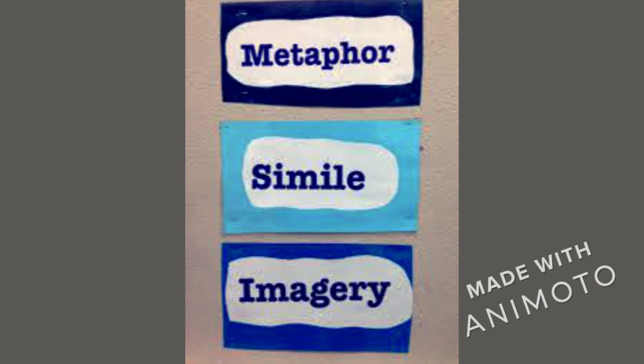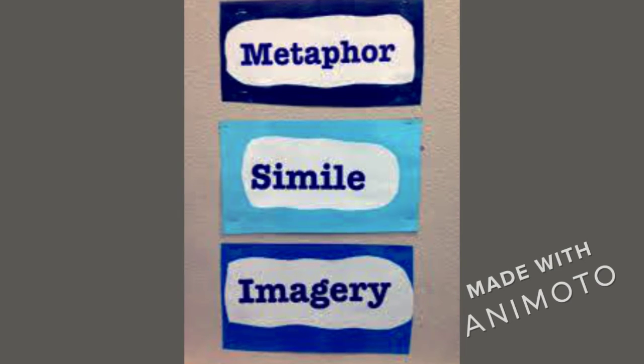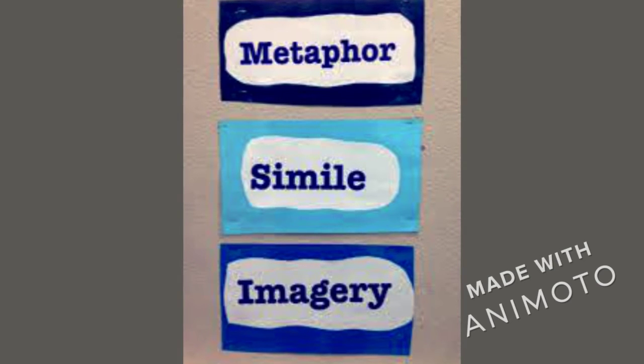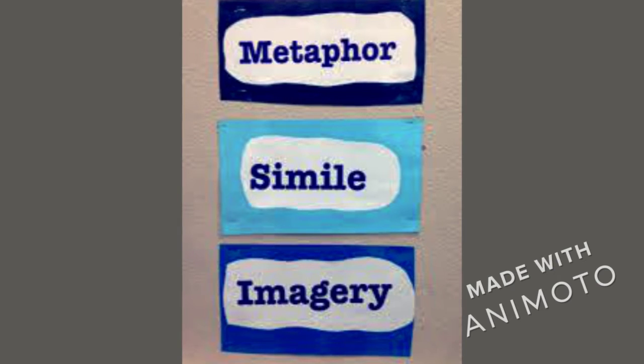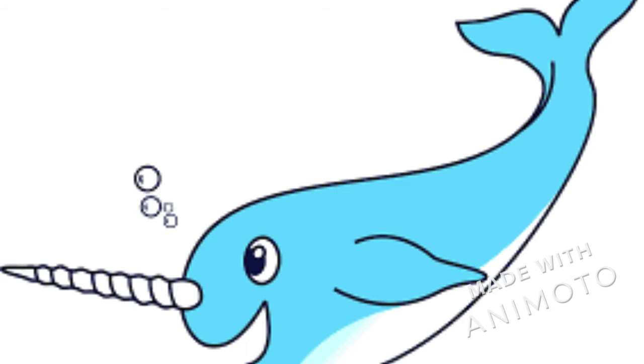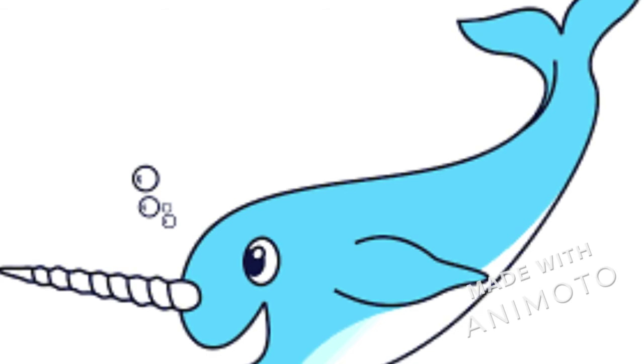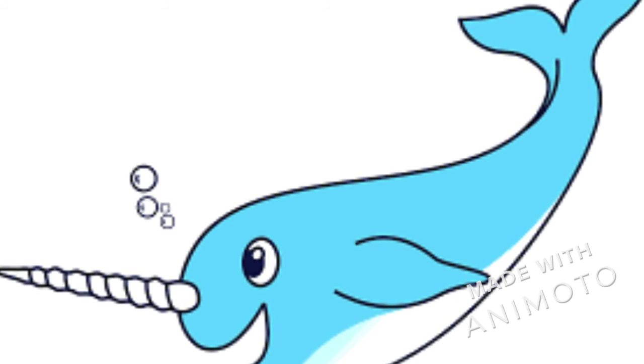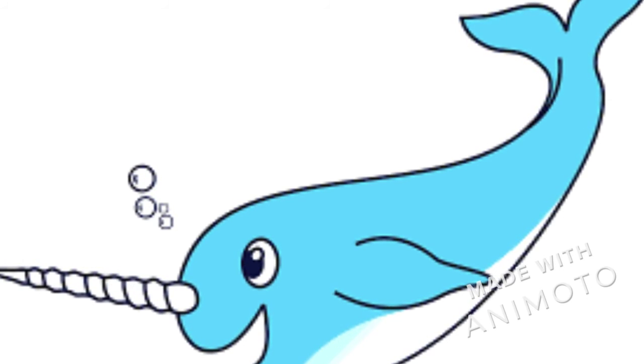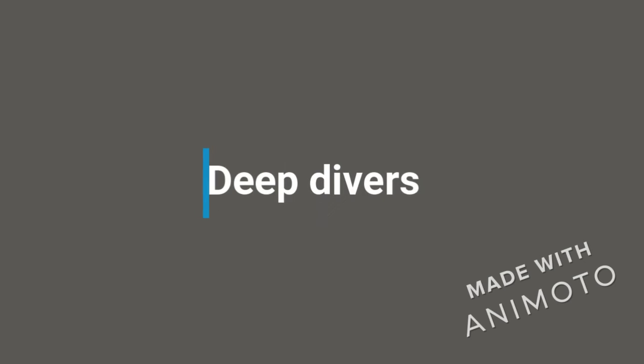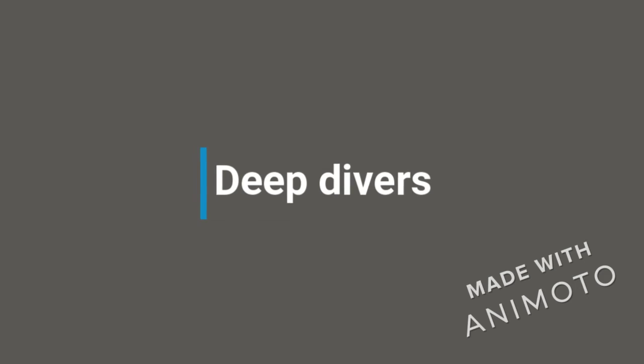Figurative language means a word or phrase that does not have a normal everyday meaning, like metaphor, simile, or imagery. For this example on figurative language, I'm going to bring you back to that essay about narwhals. So narwhals are really good at diving deep into the ocean. I really want to put into context how good they are compared to other whales in the Arctic Ocean.